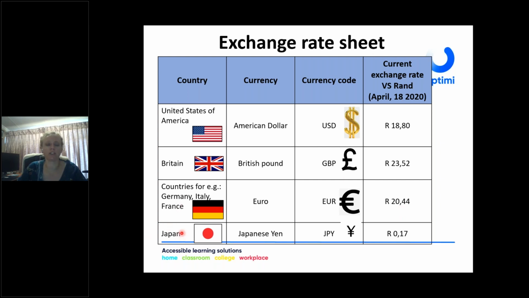Then another popular country that I like to ask is Japan, and they make use of the Japanese yen, and their currency code is JPY. Please familiarize yourself with the signage that they use for their currency. It traded at 17 cents against the South African rand.